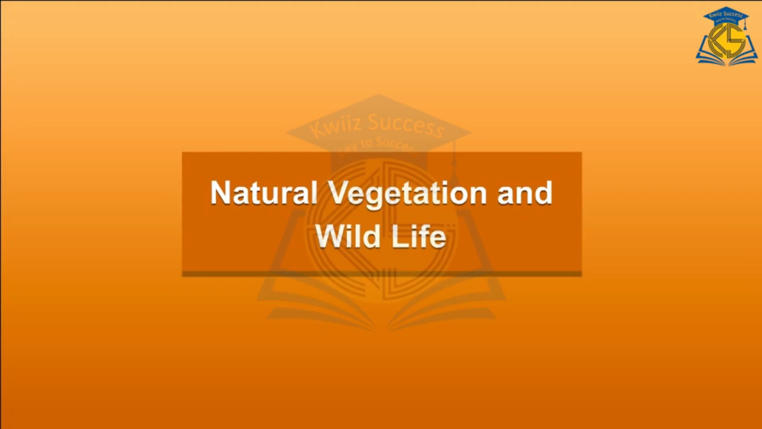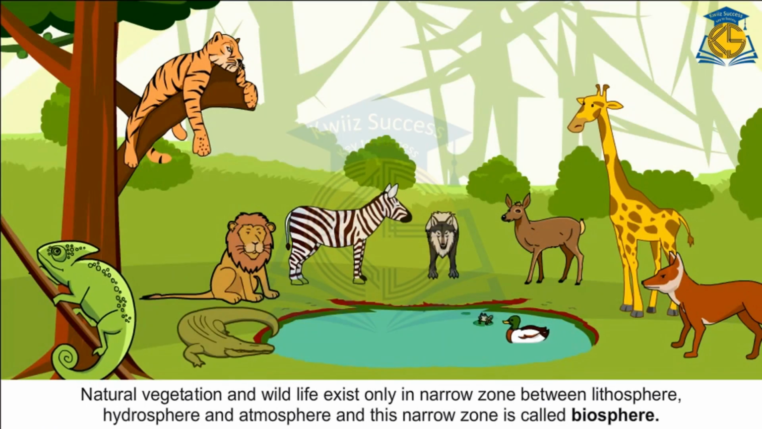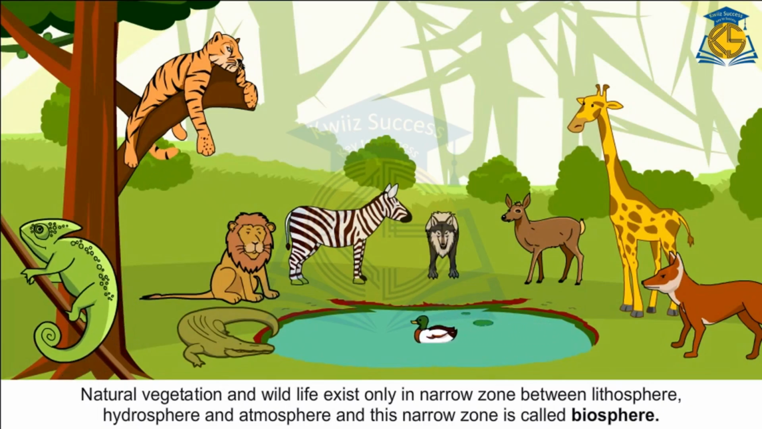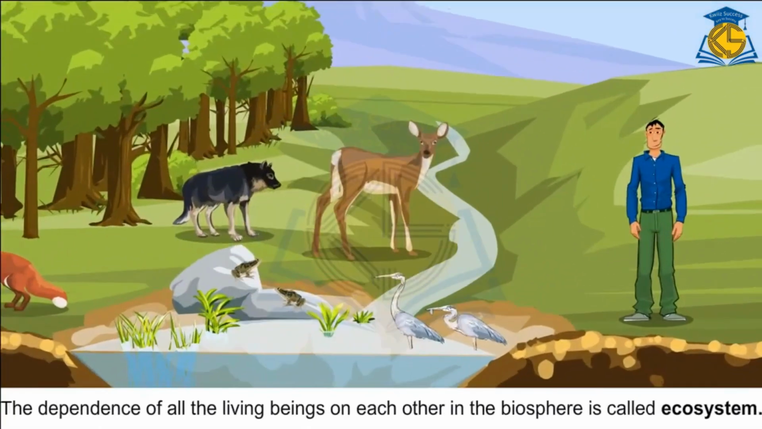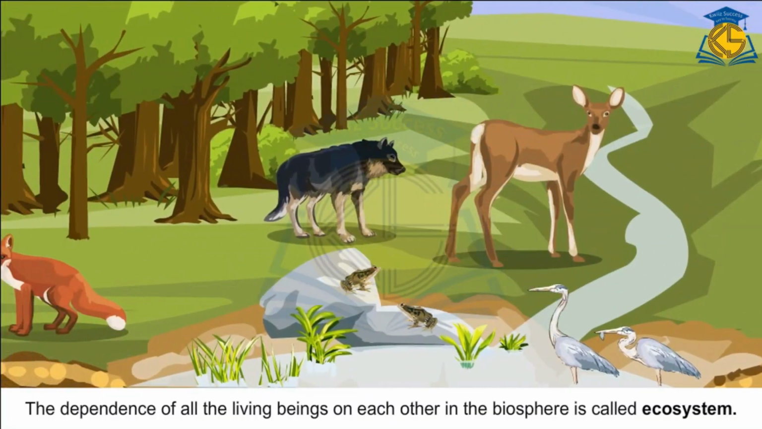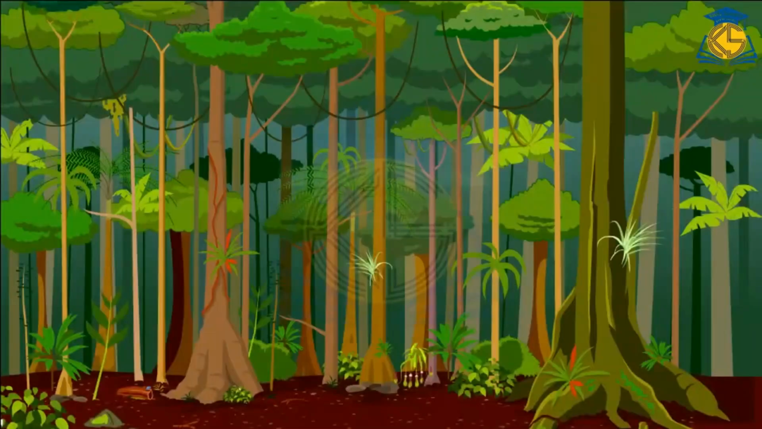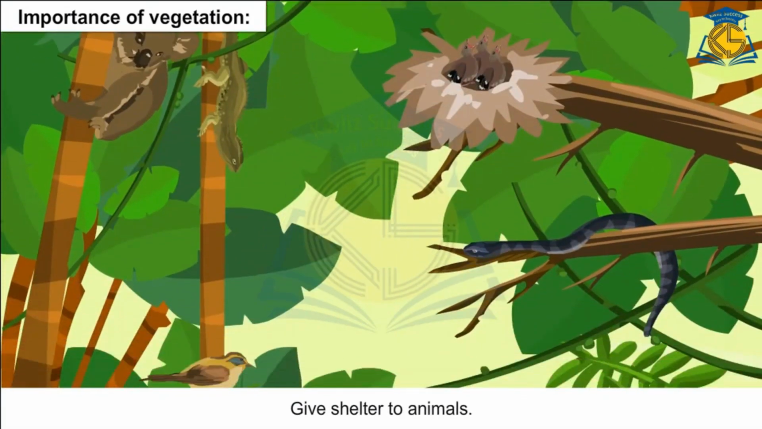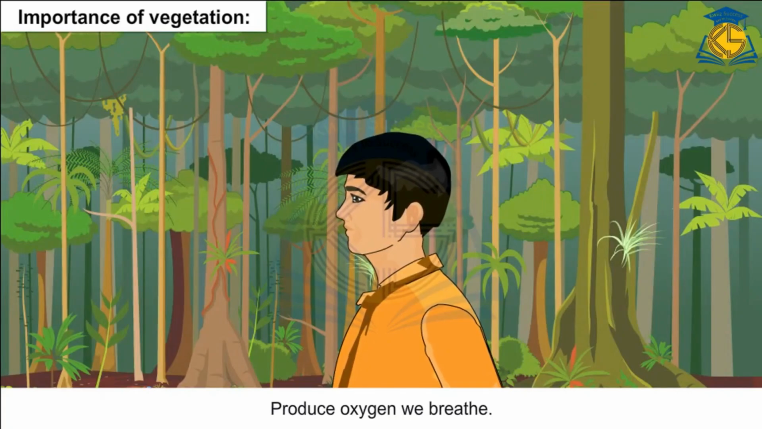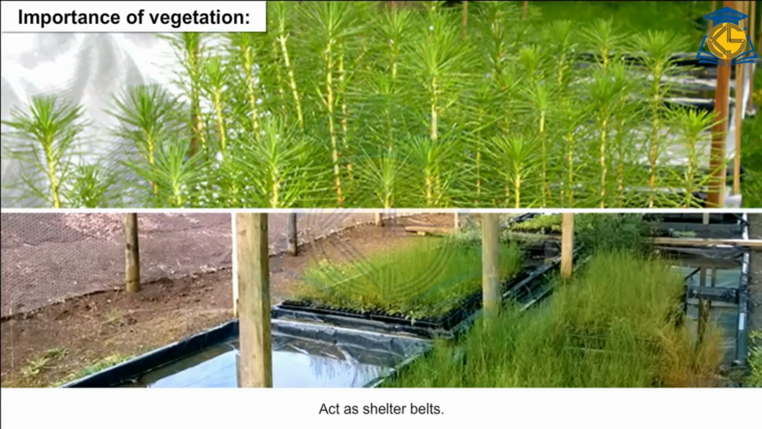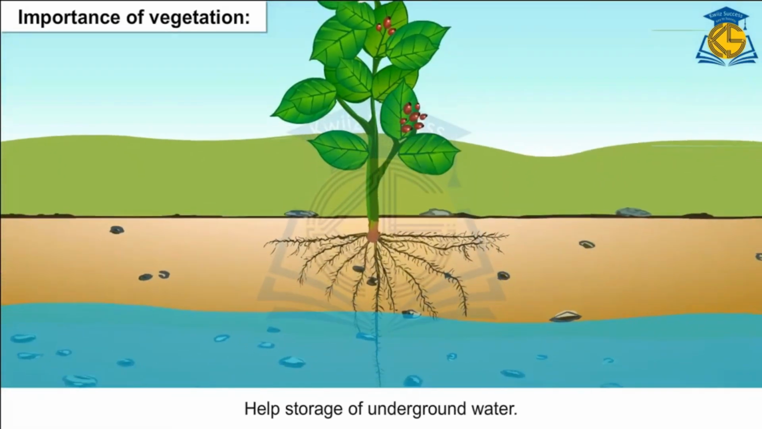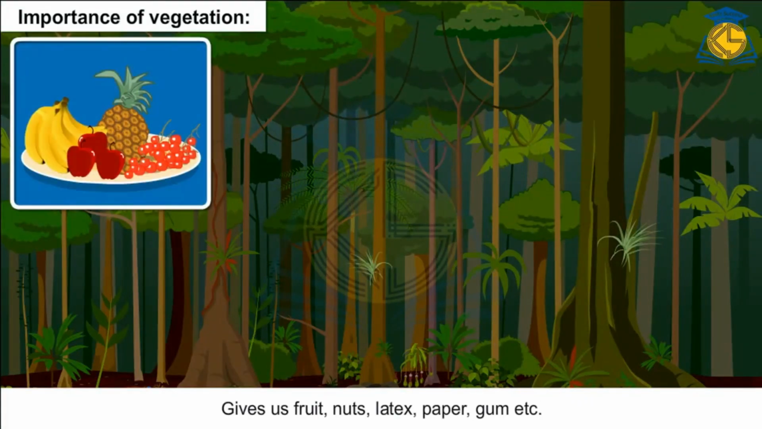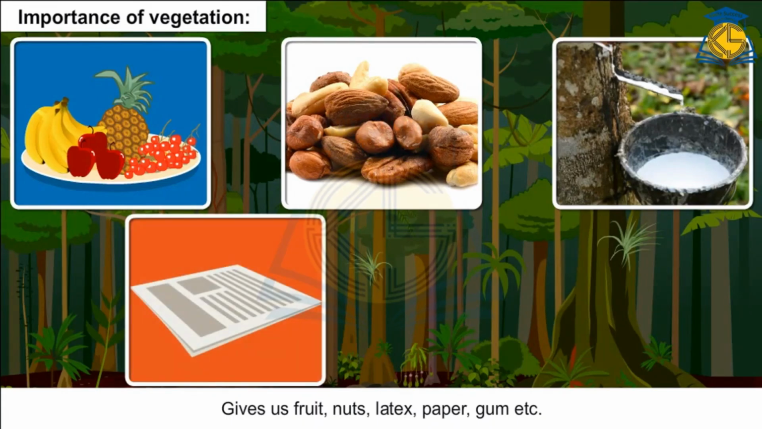Natural vegetation and wildlife. Natural vegetation and wildlife exist only in a narrow zone between lithosphere, hydrosphere and atmosphere, and this narrow zone is called biosphere. The dependence of all the living beings on each other in the biosphere is called ecosystem. Importance of vegetation. Plants provide us timber, give shelter to animals, produce oxygen we breathe, protect soil, act as shelter belts, help storage of underground water, give us fruit, nuts, latex, paper, gum, etc.